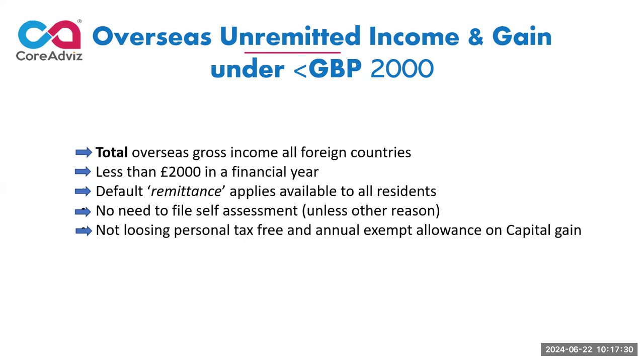So even if you have claimed that you're not bringing the money, below £2,000, so you're not going to pay tax. But if you have income of just £1 over, let's say £2,001, you have to pay tax on the total £2,001. You cannot say that the first £2,000 is tax free. So you have to consider this point.